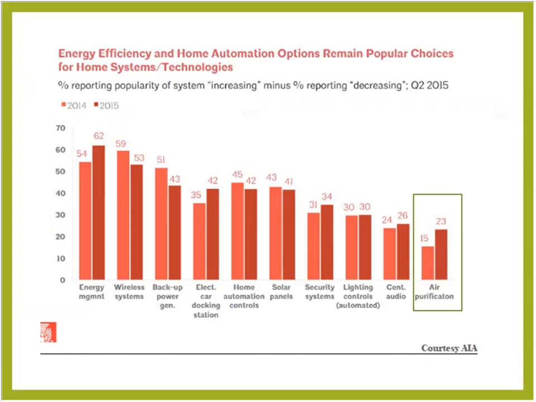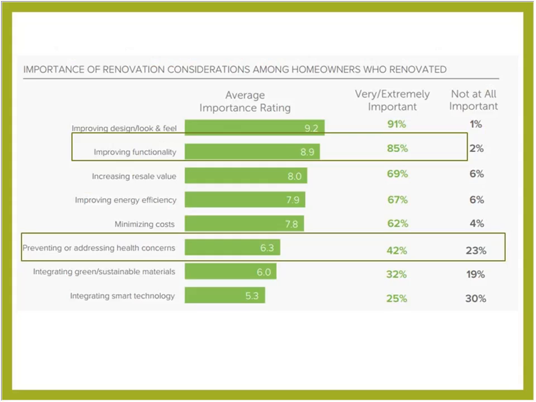Just looking at some of the data out there, the AIA puts out a report every quarter, I believe, on what's important. When looking at energy efficiency and home automation popular choices, one thing we wanted to point out is the growing concern of air quality and putting in air purification systems. It looks like clients are starting to get more interested in that. And then there's the Houzz report, a what-homeowners-want report put out every year. The two we highlighted here directly deal with health.